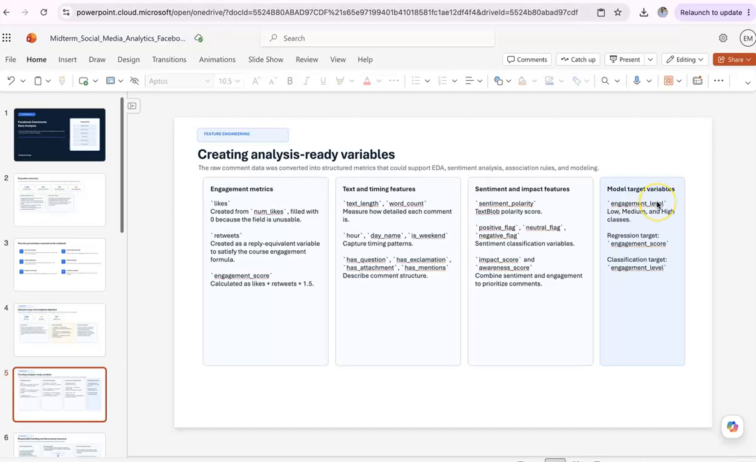On this next slide, I'll be talking about the various variables created. This slide explains the most important feature engineering work and the features we created, some of which involve engagement metrics, text and timing features, sentiment and impact features, and model target variables. Text and timing features involve text length and word count, and sentiment and impact features involve sentiment polarity, which was all done using TextBlob polarity scores.